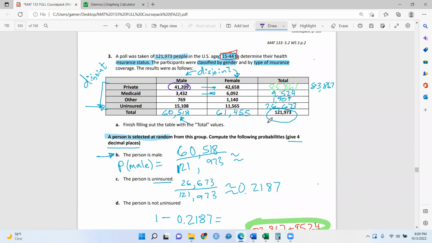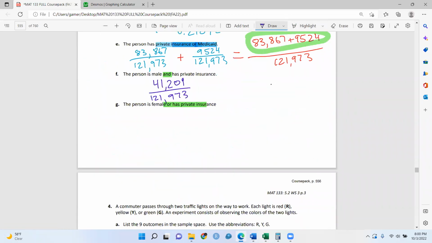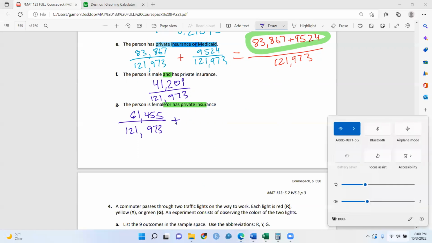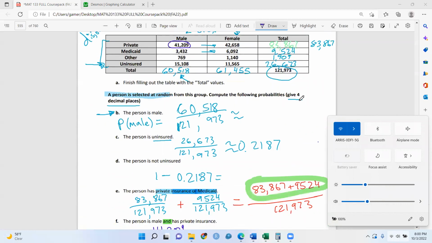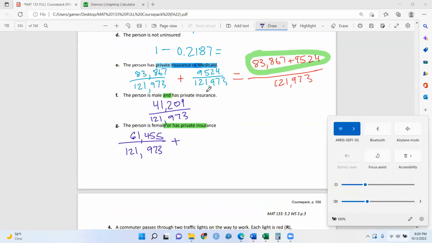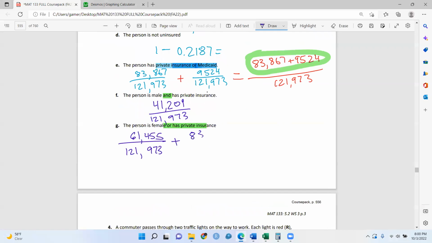So female total was 61,455. Plus, what is up with my internet? Plus, how many private insurances are there? Let's see, private is this row, 83,867. Oh, we used it right here. Now, are these two things disjoint?